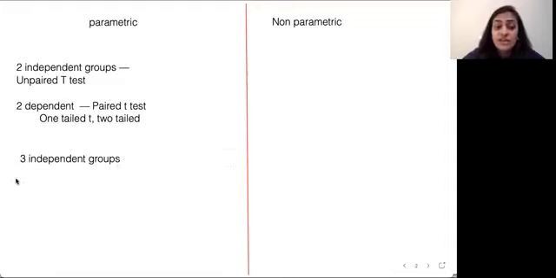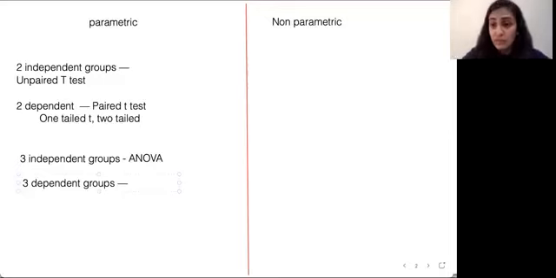Now, if you have 3 dependent groups, what is that called? 3 dependent groups means there are 30 people. Same 30 people are given bike training. Same 30 people are given aquatic training. Same 30 people are going to be given normal aerobic exercises. So you have 3 dependent groups. Now for that, you have repeated measures ANOVA.